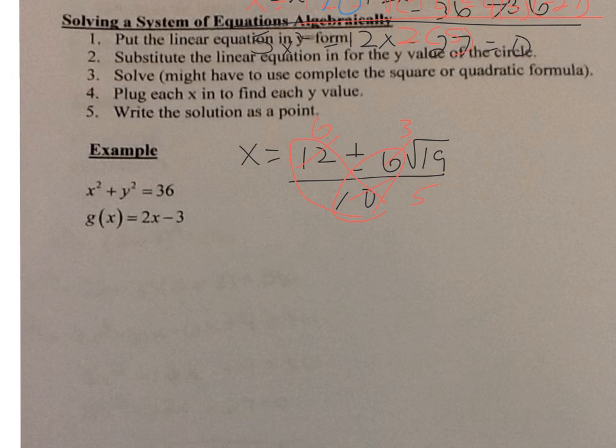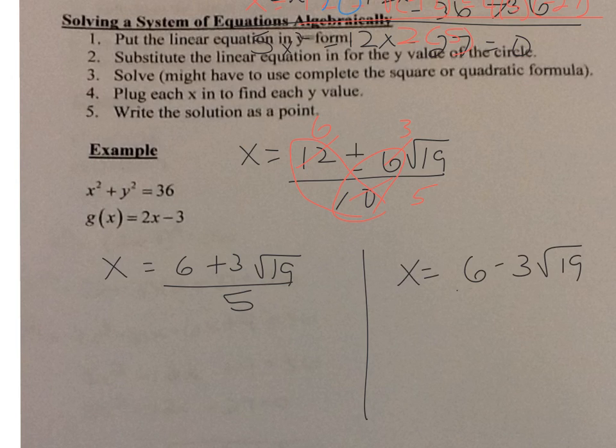So I have x is equal to (6 plus the square root of 19) over 5, and x is equal to (6 minus 3 the square root of 19) all over 5. All right, so now I need to take each of my x values and plug it into my linear equation, which was right here: y is equal to 2x minus 3. So let's write that down.